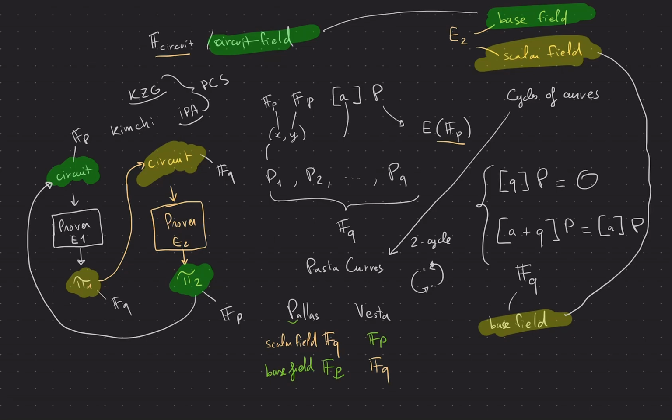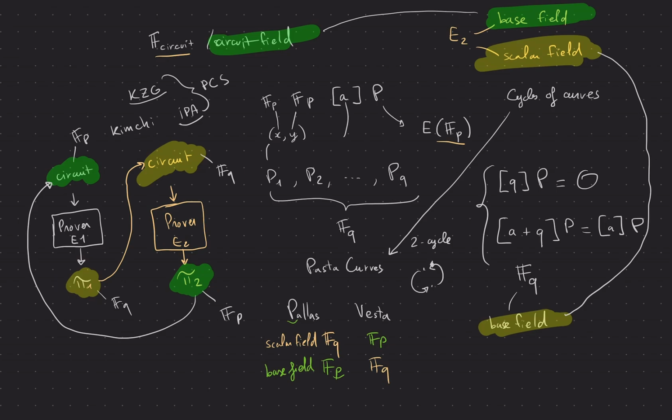Hey there, this is David Wong, and in the previous video we talked about cycles of curves and how we alternate curves when we prove functions, when we prove circuits, because we want to be able to verify proofs that are in a field inside the circuit of the next prover. And because we have these cycles of curves where the scalar field of one is the base field of the other, we can efficiently compute these field operations in the next circuit. This trick is actually used in more than just verifying proofs.